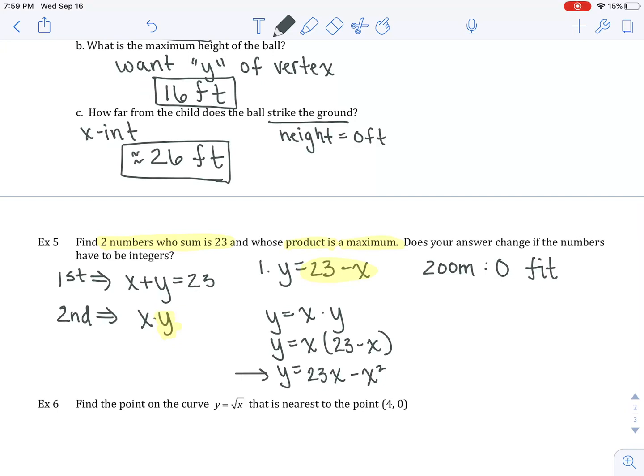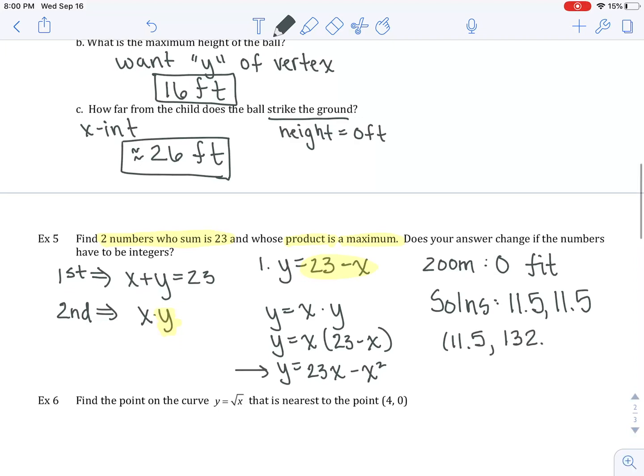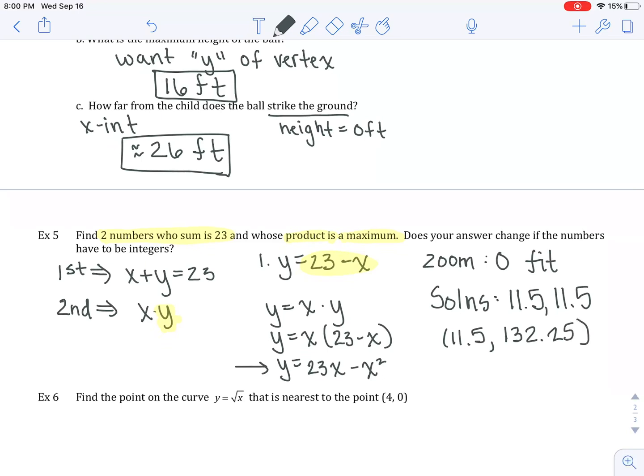Once you find your vertex, you should have done the left bound, right bound. I got it to be 11.5 and 11.5. So some people are like, wait a minute, that doesn't make sense. Okay, I'm going to rewind a little bit here. If you got 11.5 and 132.25, you did everything correct.